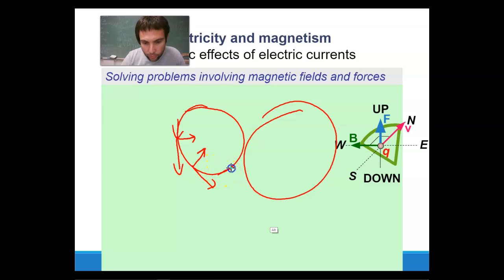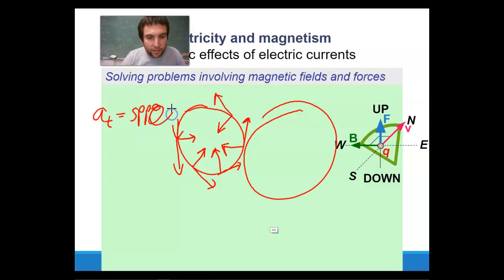Another way to remember this is you have two types of acceleration: tangential acceleration and centripetal acceleration. Tangential can change your speed. Well, that's not how you spell speed, Mr. Scapetus. And then your centripetal is going to change your direction.